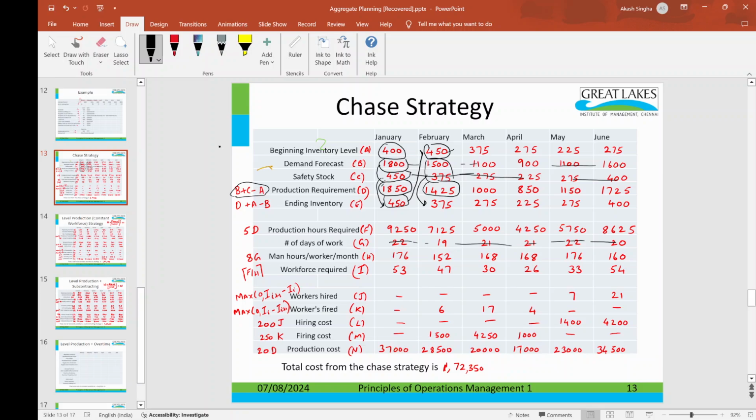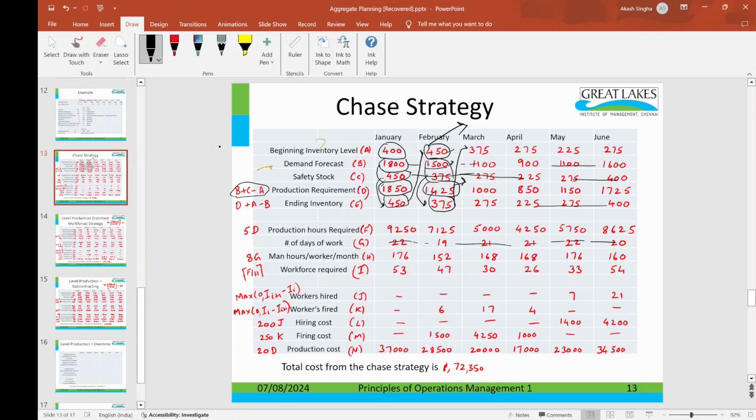Or you can say 1425 is produced and 450 was already there. So 450 plus 1425 minus 1500, which is demand. So 450 was the beginning inventory and 1425 is produced. So total is how much? 1875 and the demand is 1500. So how much is left? 375, which will be the ending inventory, which will always be the same as the safety stock in the case of chase. Again, this will be the beginning and similarly you can have all the values.